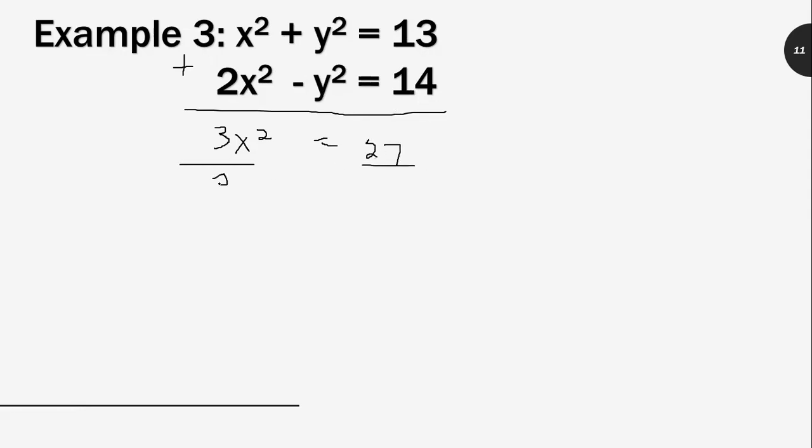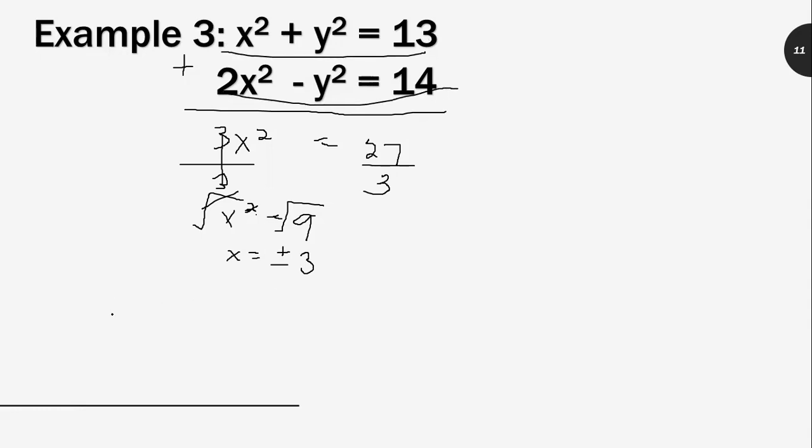Divide both sides by 3. X squared is equals to 27 divided by 3 is 9. And then square root of x squared is x. Square root of 9 is positive negative 3. And then substitute the value of x, whether you use equation 1 or equation 2. Equation 1, so 3 squared plus y squared is equals to 13. 3 squared is 9 plus y squared is equals to 13.